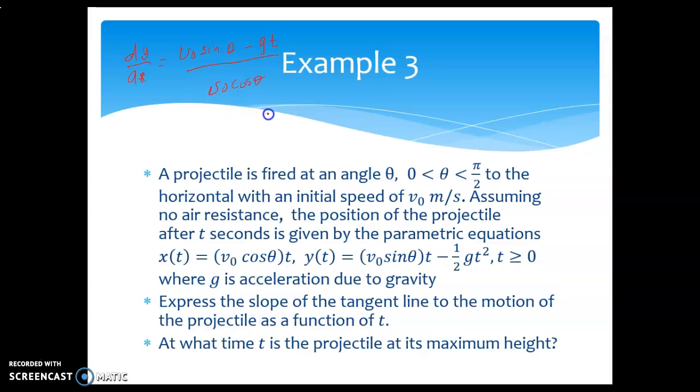Right now we want to find when t is the maximum. At maximum, the upper part of the equation has to be equal to 0. So that means v naught sine theta minus gt is equal to 0. At this time t is equal to v naught sine theta over g. This is the time at which the projectile is at its maximum height, when the slope is 0, or it's got to be flat at maximum.